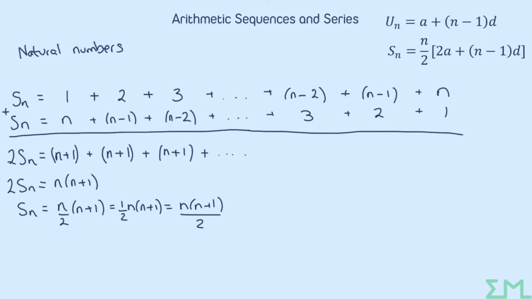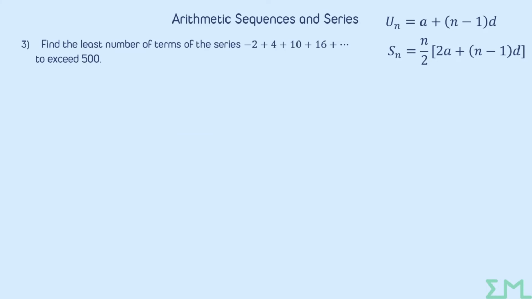Okay, we're going to have a go at a couple of questions just to demonstrate what we've just learned, and then that will be the end. So question 3. Find the least number of terms of the series -2 plus 4 plus 10 plus 16 to exceed 500. Now, whenever you start a new question on sequences and series, I strongly suggest that you write down the parameters involved. So here, bear in mind our sequence would just be these numbers but with commas in between. We've got a is -2, that's our first term, and d, it appears that we're adding 6 each time, so d would be 6.